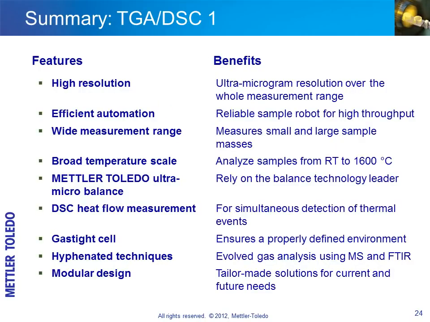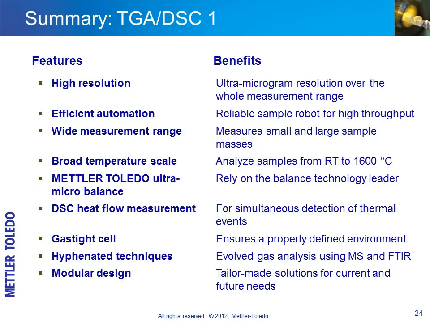Thermogravimetric analysis is an excellent technique for characterizing the thermal properties of materials such as plastics, elastomers and thermosets, mineral compounds and ceramics, as well as for chemical and pharmaceutical products. The slide summarizes the features and benefits of the TGA/DSC 1. The Mettler-Toledo TGA/DSC 1 instrument simultaneously measures weight loss and heat flow.